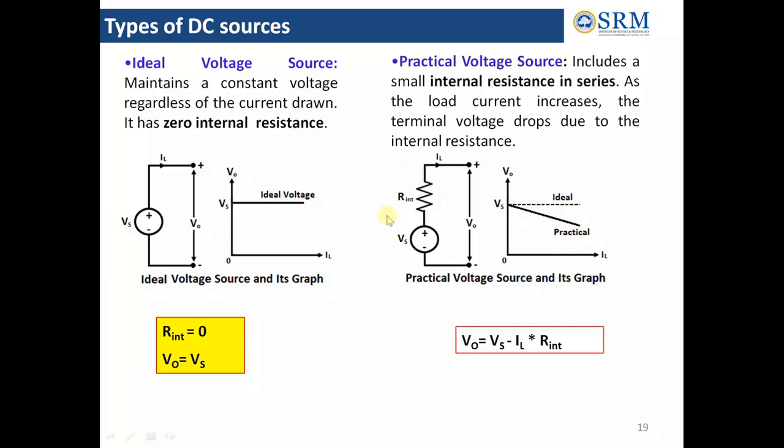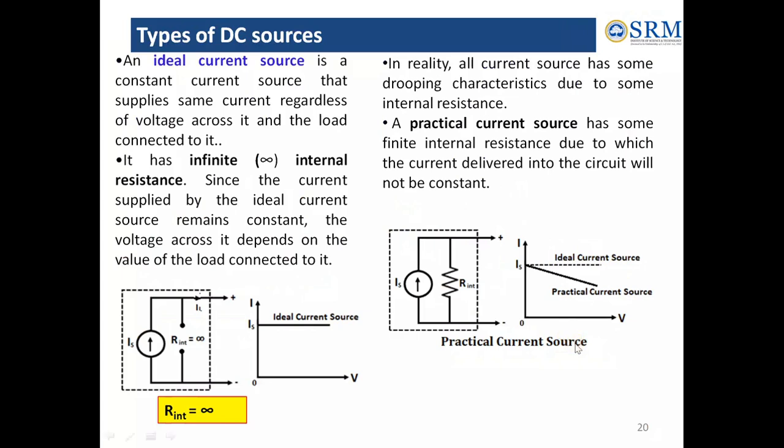Okay, because of this internal resistance, the output voltage V out is going to be Vs, the supply voltage, minus the voltage across the load, IL into R. What do we mean by an ideal current source? An ideal current source is nothing but a constant current source that supplies the same current regardless of the voltage across it, and the load that is connected to it.